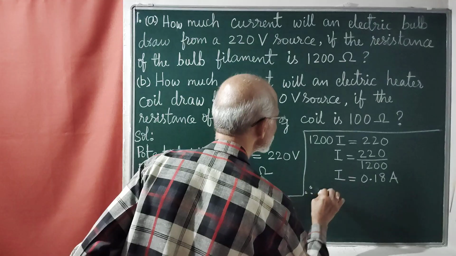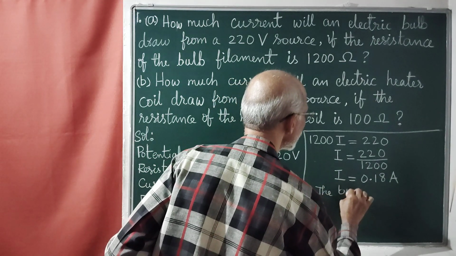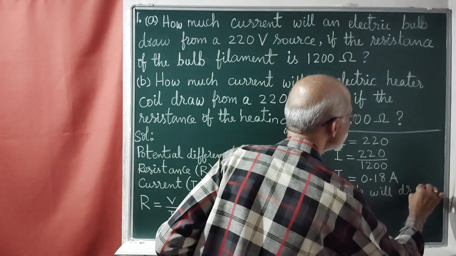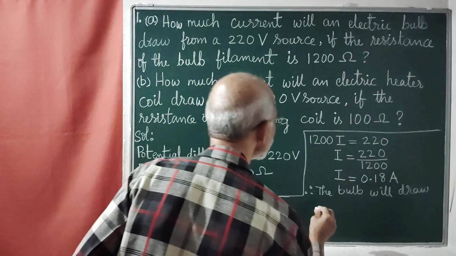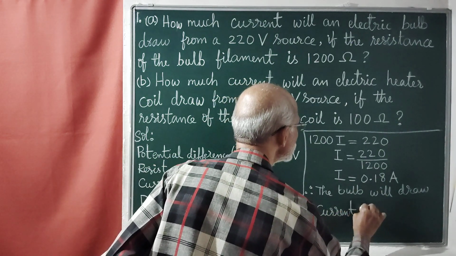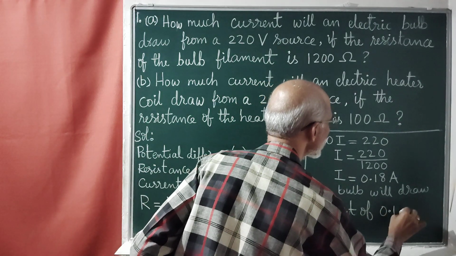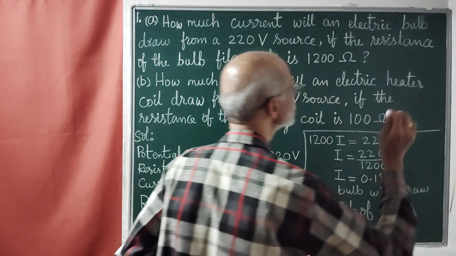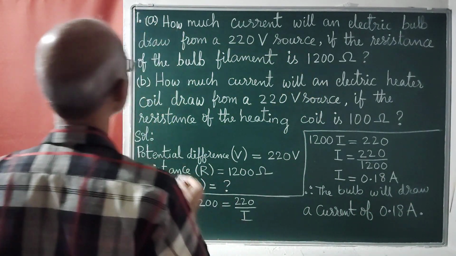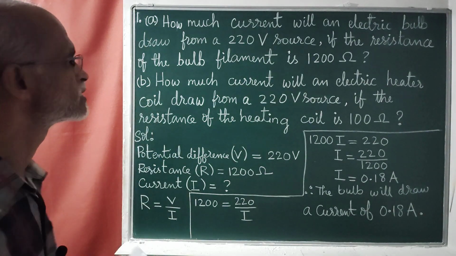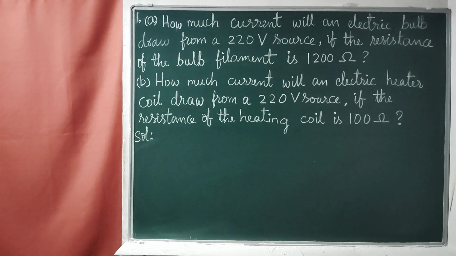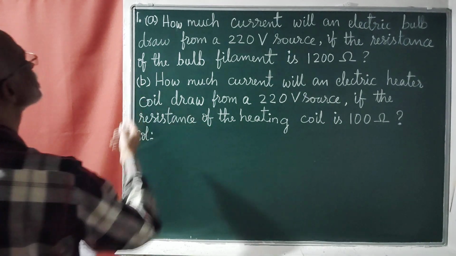Therefore, the bulb will draw a current of 0.18 amperes. This is how you have answered the first part. Now we'll go for the second part. Now we'll see part B.